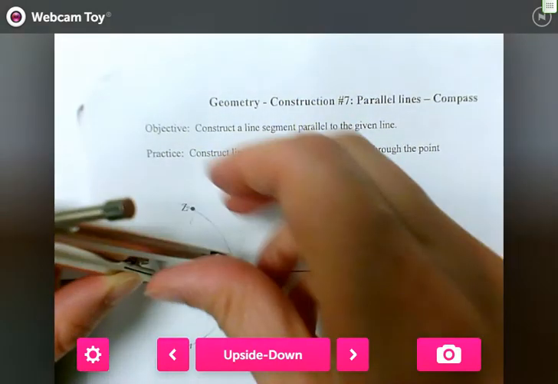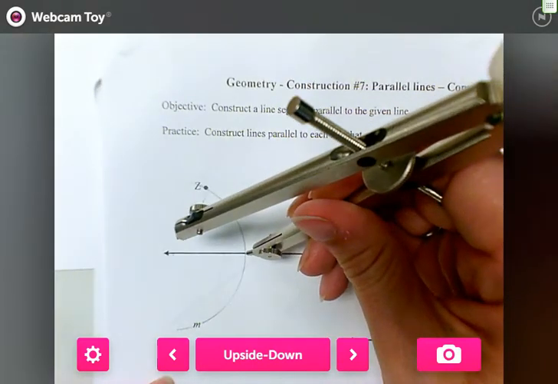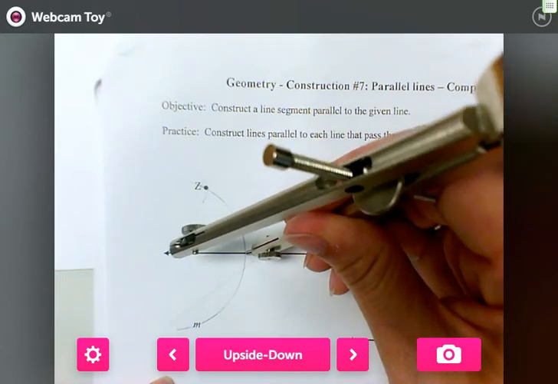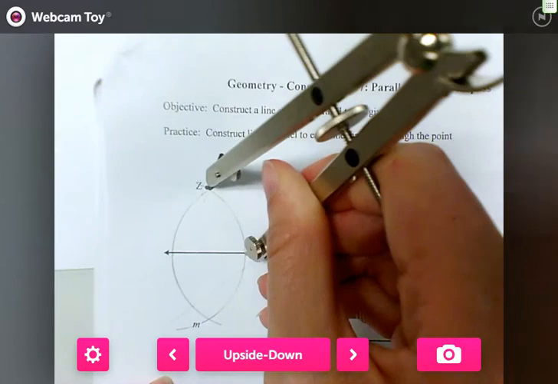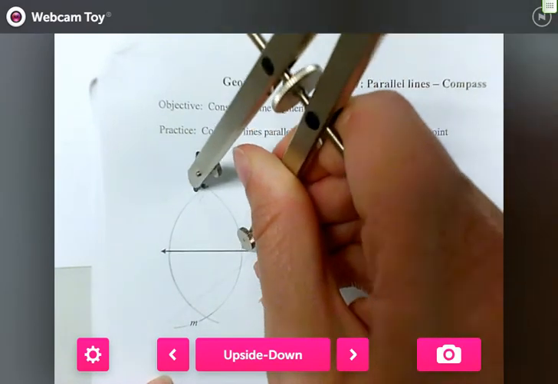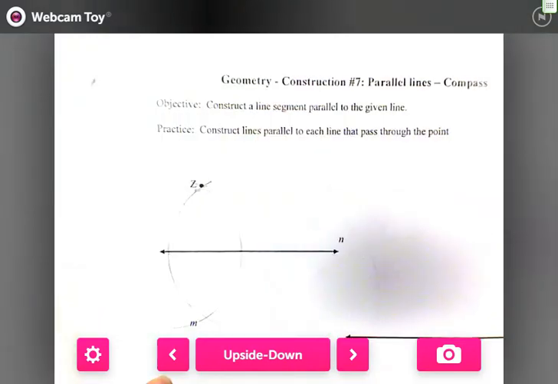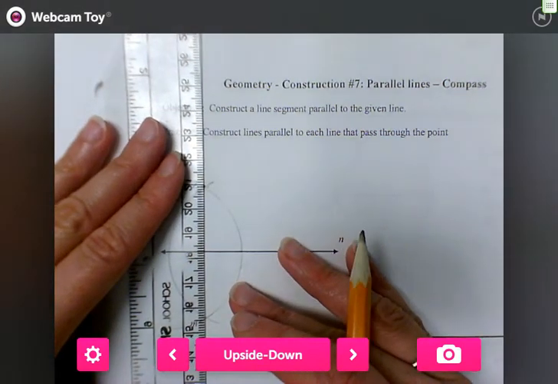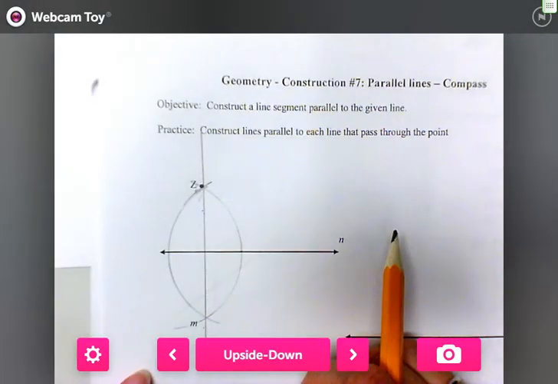Then I'm gonna flip my compass so the pointy end goes on the intersection and the line. I'm gonna make an arc. I'm going to draw a line connecting those two intersections. We did this earlier. I have now made a perpendicular line that goes through point Z.